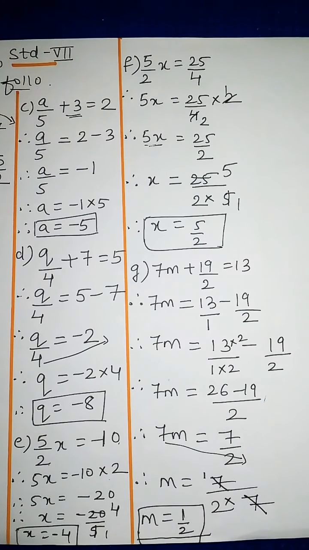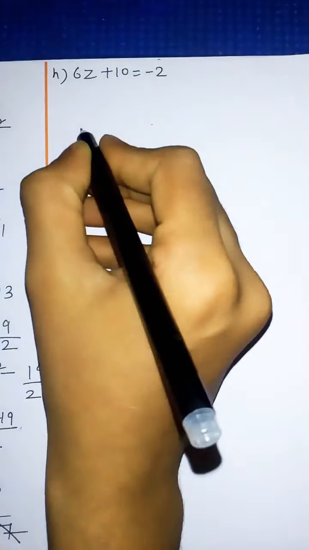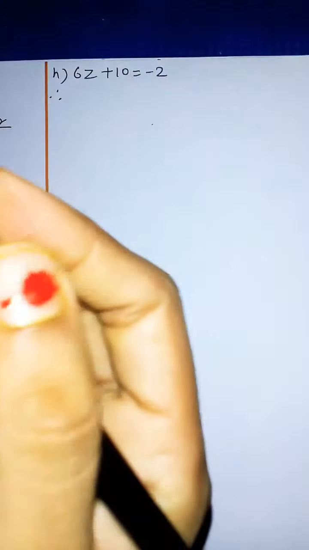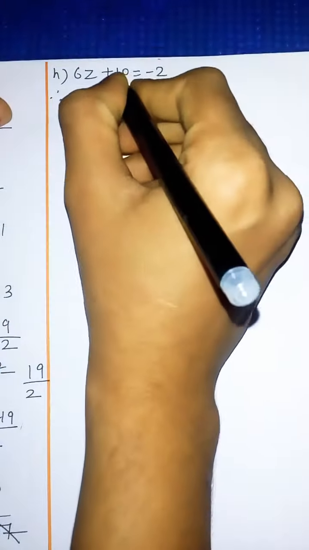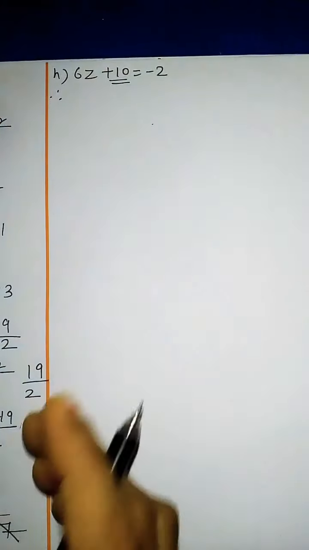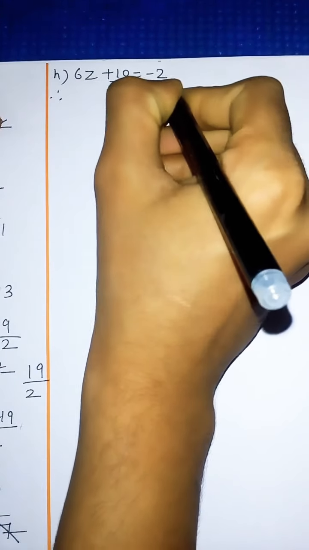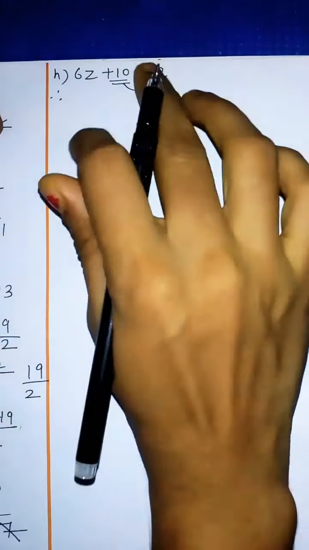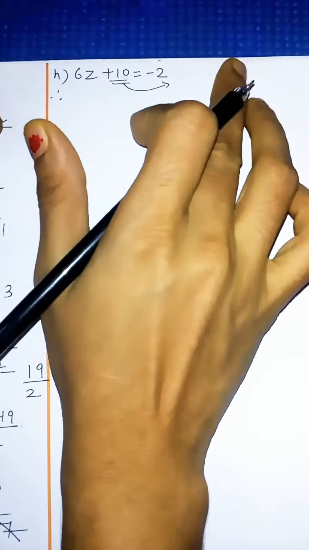So this is G1. Now next question: 6z plus 10 equal to minus 2. Here there is no fraction, it is simple. So this plus 10 we will remove first. We will take this plus 10 to the other side, so it will be minus 10.